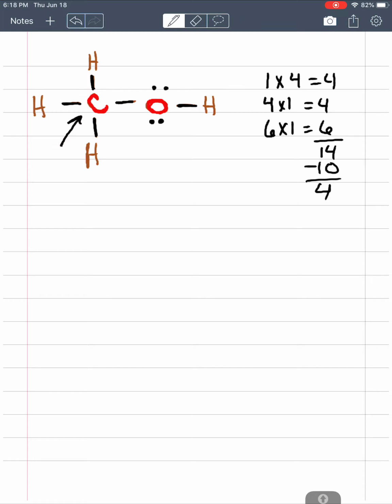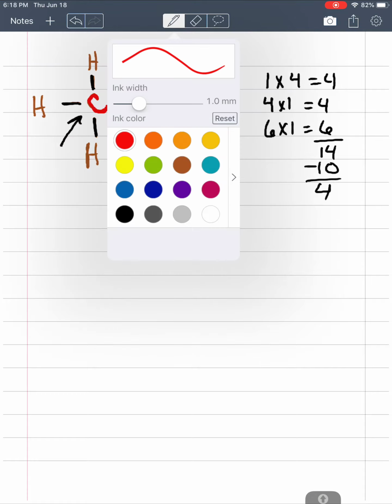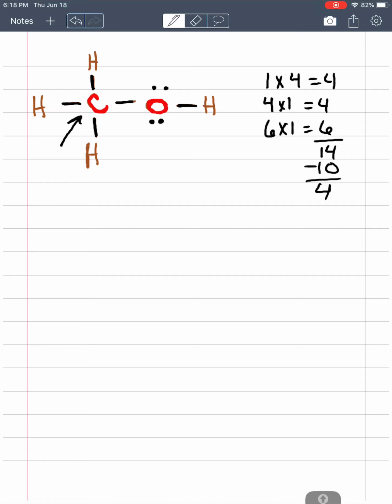So let's take a look at carbon first. Let's count its electron groups. 1, 2, 3, 4. Four groups, no lone pairs, is tetrahedral.